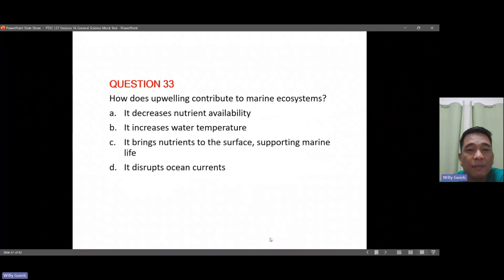A, decreases nutrient availability, B, it increases water temperature, C, it brings nutrients to the surface and supports marine life, or D, it disrupts ocean currents. Obviously, sagot natin dito ay letter C, it brings nutrients to the surface supporting marine life.